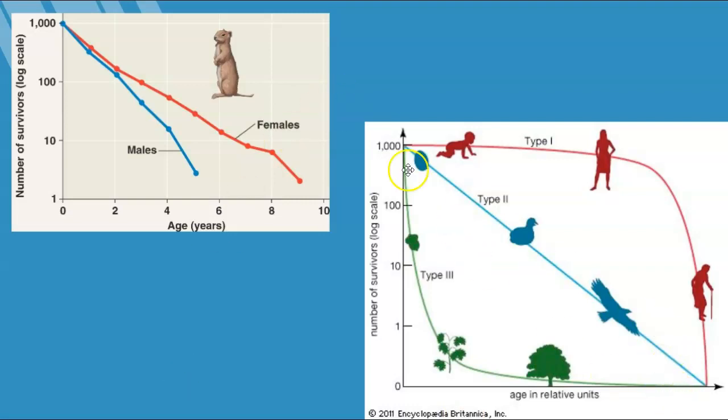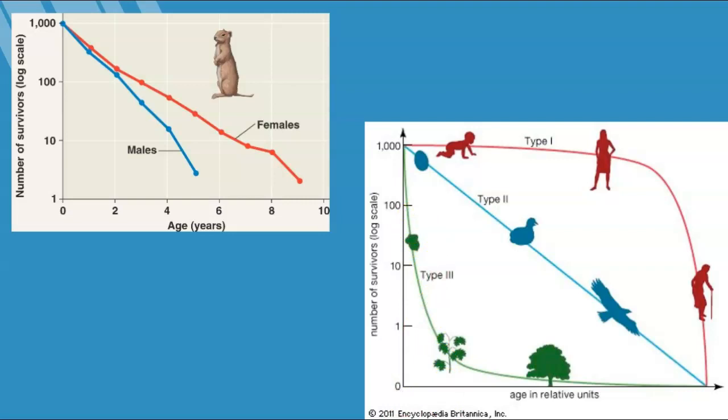A type 2 curve is pretty linear, right? You're going to have the same amount of individuals dying regardless of their age. So this is often things like birds, squirrels, other rodents, some lizards, and some plants just kind of die off like this. For type 3, lots of plants, especially trees, do this. There's lots of baby trees, but very few actually grow into adult trees. Oysters do this too. Tons of babies, very few make it.